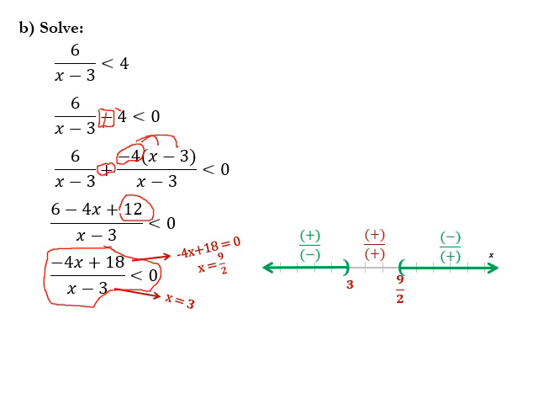All right, so our solution graphed on the number line is everything from negative infinity up to, but not including, 3, or everything from 9 halves, exclusive, of course, of 9 halves, up to infinity.